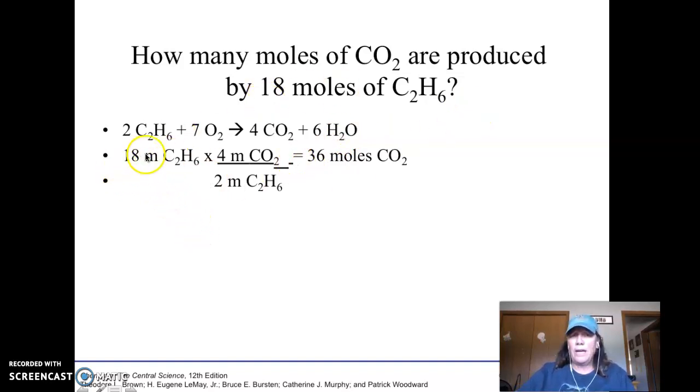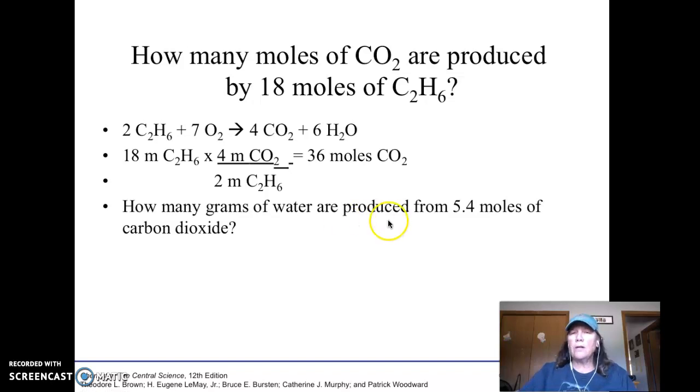Write down what you know, 18 moles of C2H6. Put that on the bottom. I'm trying to find carbon dioxide, put that on the top. Then I look at my balanced equation, 4 here, 2 there. Voila, I'm done. All I have to do is take 18 times 4, divide by 2, and I get 36 moles. So when I start with 18 moles of C2H6, that's ethane, I'm going to produce 36 moles of carbon dioxide. Okay.